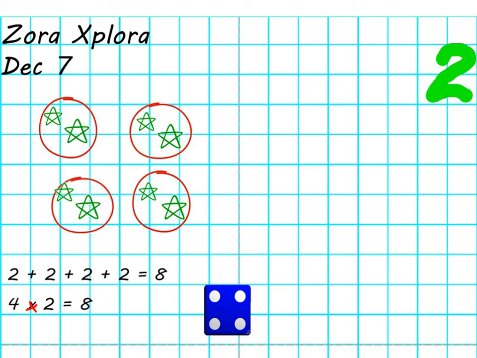All right, let's do another one. I'm going to roll the dice and see what I get. I got a 4 again. You know what? I don't want a 4. I've already got a 4. I'm going to see if I can get another number.